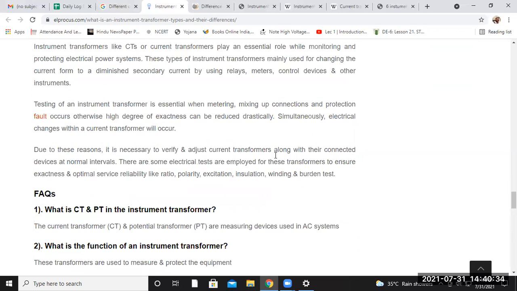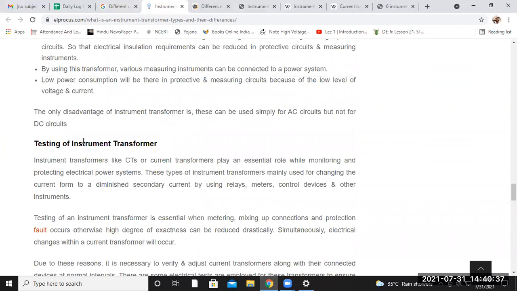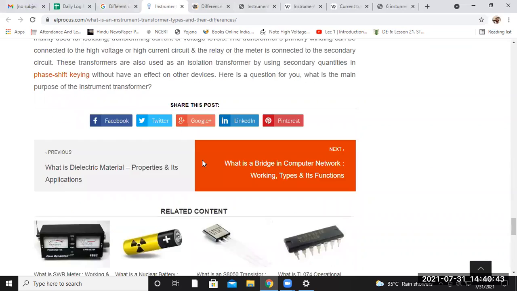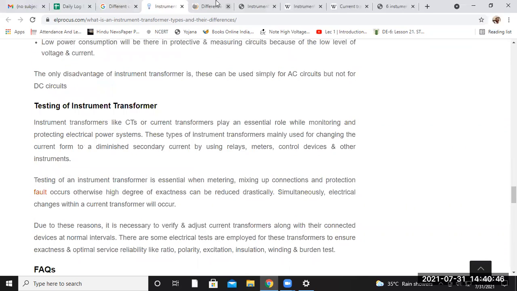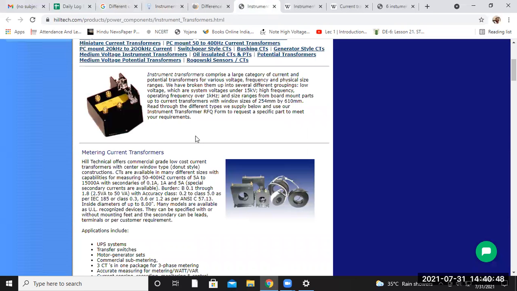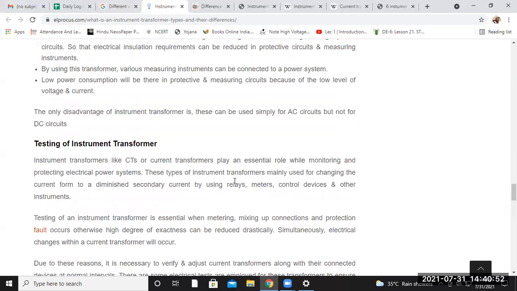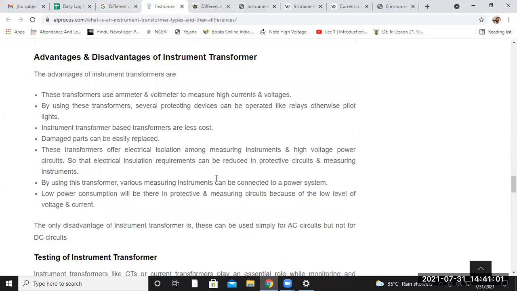In the next class, we will study about the testing of the instrument transformer and the advantages and disadvantages of the instrument transformer. Then there are some practical applications we will discuss in the next class. So in the next session, just join within 5 minutes so that we can do this left out part, so that this topic will be completed.